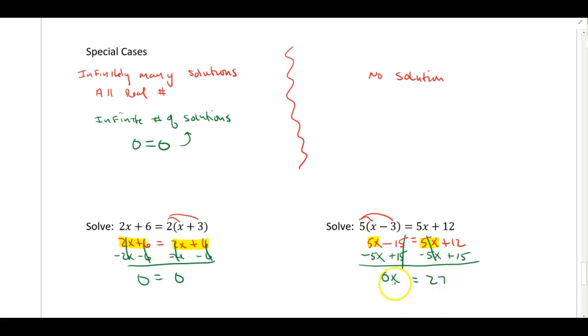Is there any value that I can plug in for x to make this a true statement? 0 times anything is always 0. Does 0 equals 27? No. That's a false statement at the end. So if the x terms cancel out and you get a false statement at the end, such as 0 equals some number, that's going to be no solution.